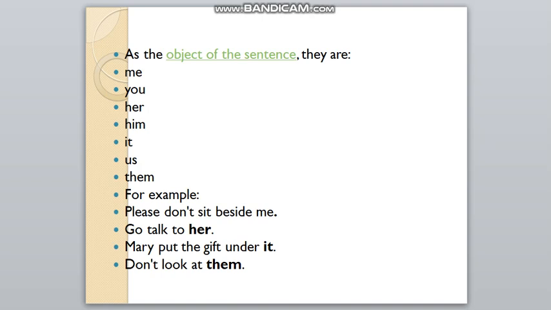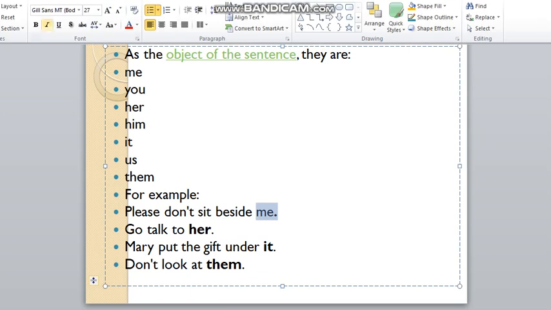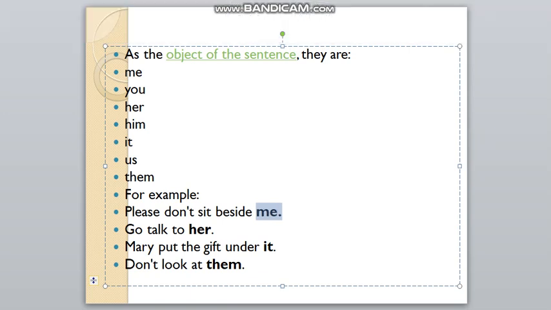him, it, us, them. For example, please don't sit beside me. Now, go talk to her. Mary put the gift under it. Don't look at them.